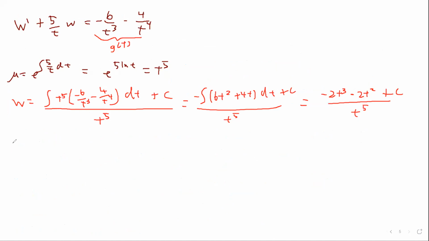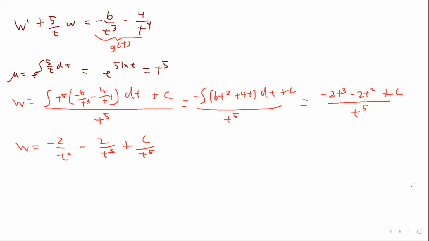Okay, so this can be rewritten as W equals negative 2 over t squared minus 2 over t cubed plus C over t to the 5th.